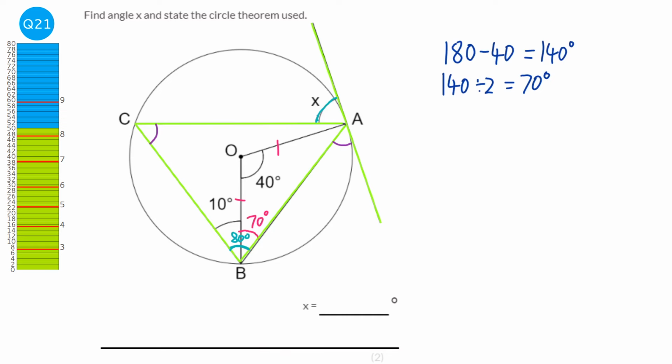So we know that x is going to be 80 because it's going to be equal to the angle at CBA. And what we must write down is alternate segment theorem.